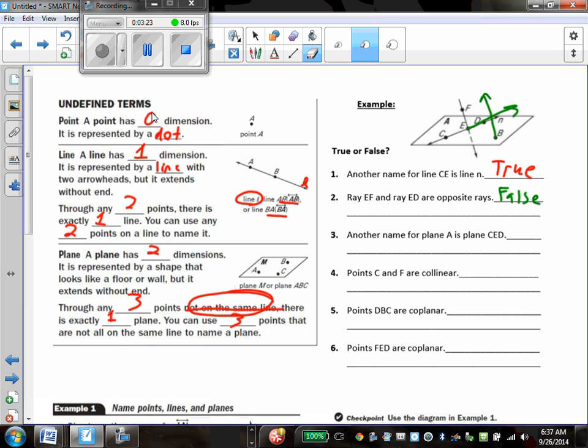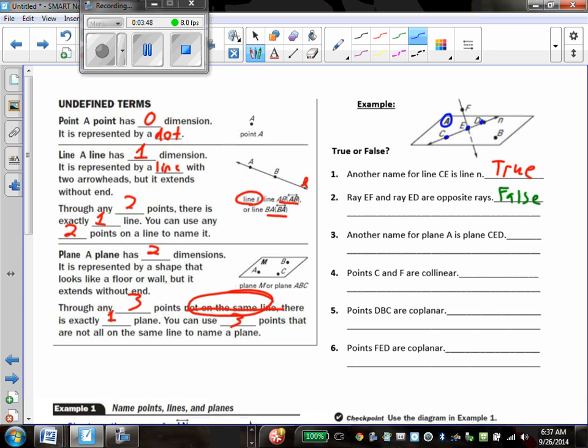All right. So let's see this one. Another name for plane A is plane CED. So here we see a bold A. That can be another way to say the name of a plane. It's a little bit darker than all the other letters. CED. Here are C, E, and D.